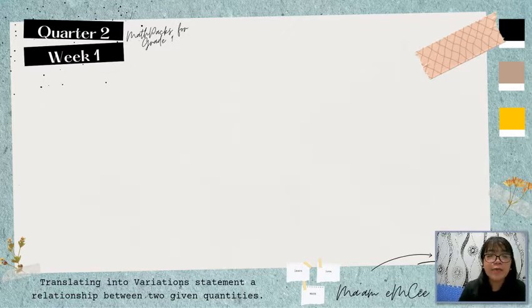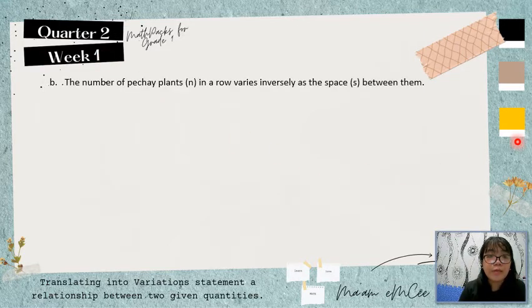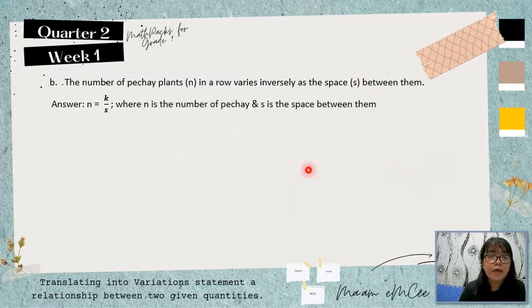Now let us proceed with the second example. Example letter B. The number of petri plants, which is represented by the variable n, in a row varies inversely as the spaces, which is s, in between them. So how do we translate this into a mathematical equation? So again, our first variable is n, so n will be on the left side of the equation.